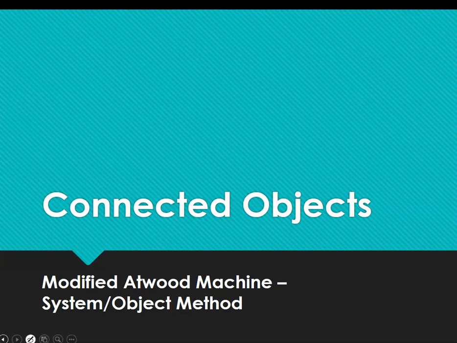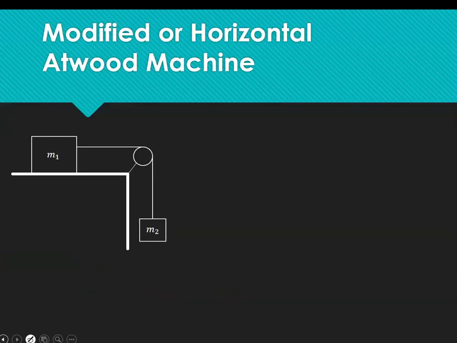In this video, I'm going to look at what's called a modified Atwood machine, and I'm going to show you the system and object method derivations for the acceleration. So when we have a modified Atwood machine, this just means that one of the objects is sitting on a table or a horizontal surface, and the other object is hanging freely. So same as before, we are going to be deriving the acceleration of our system.